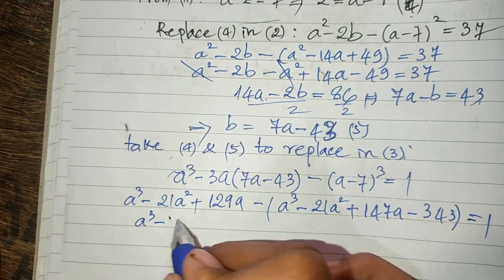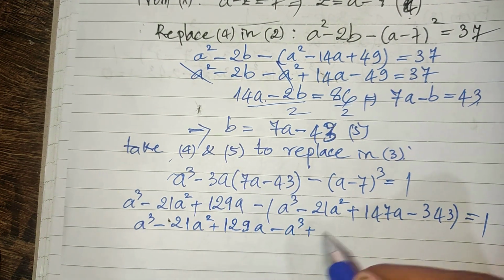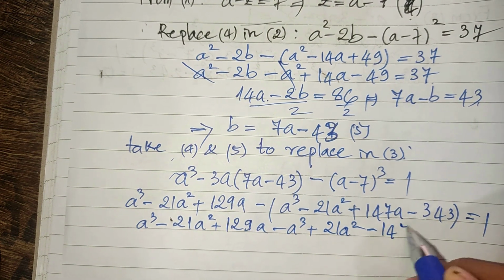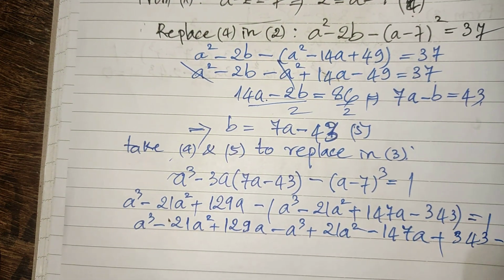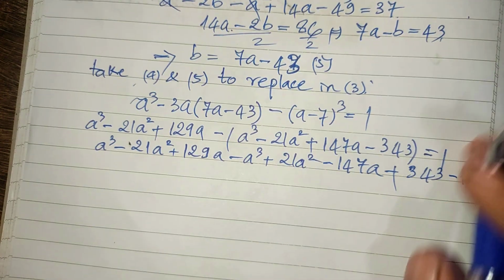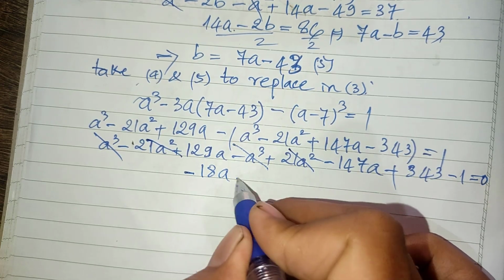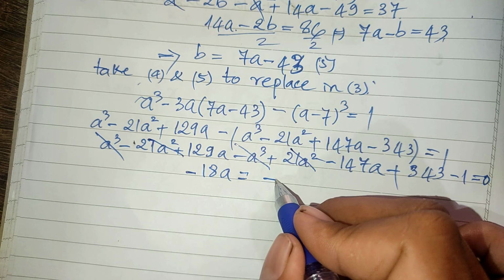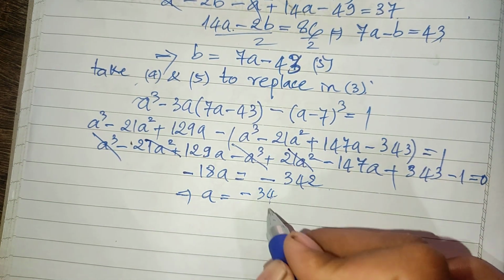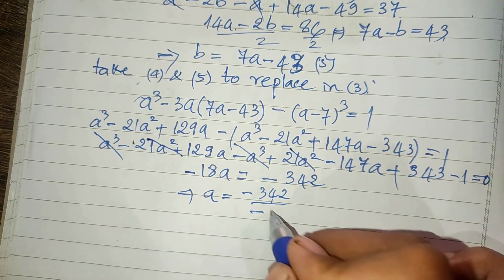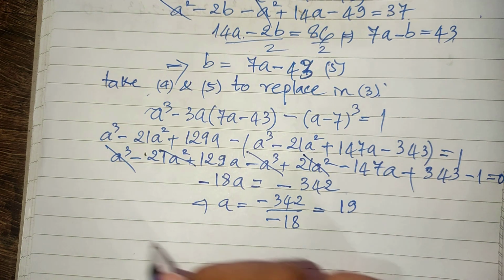So now we get a cubed minus 21a squared plus 129a minus a cubed plus 21a squared minus 147a plus 343 minus 1 equals 0. Simplifying, we get minus 18a equals minus 342. So a equals minus 342 divided by minus 18, which equals 19.